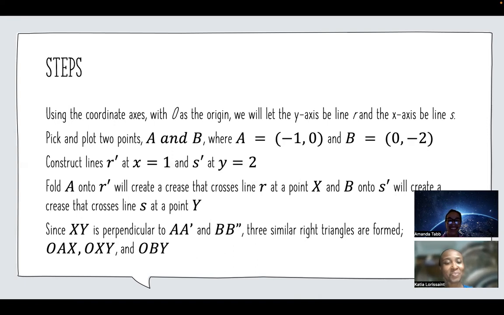You will notice that XY is perpendicular to segment A prime and B prime. And when we connect them, there will be 3 similar right triangles that are created. We would have triangle OAX, OXY, and OBY.